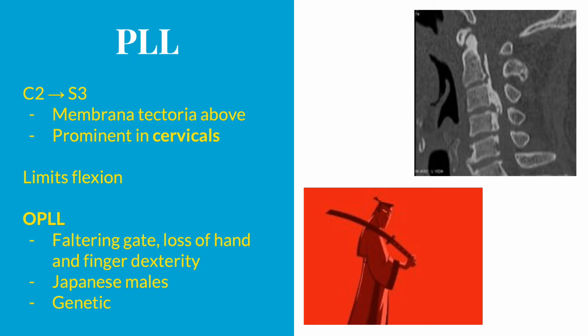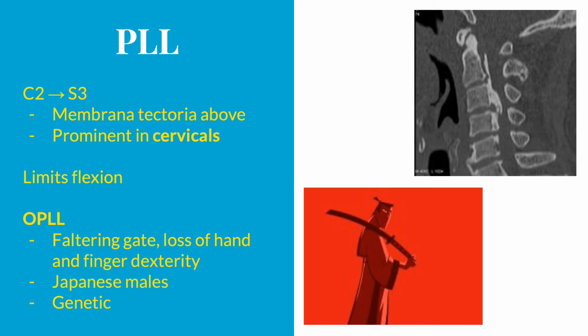And this also forms, remember, the PLL forms the anterior boundary of that spinal canal. And then what can go wrong? So we've got our little samurai guy down there and a really interesting looking CT up on the top right, where you can see there's some really dramatic bony growths that are going into the spinal canal. Obviously that's a really big deal.